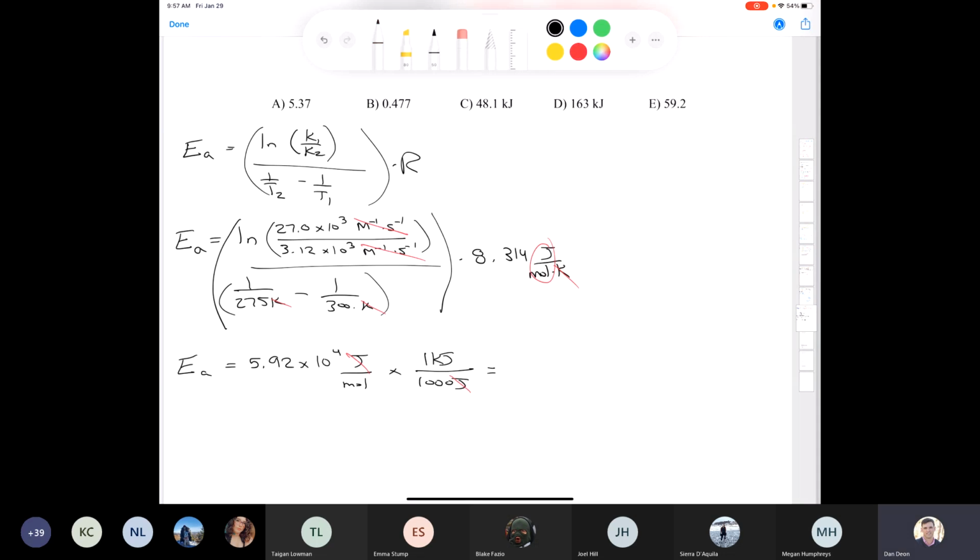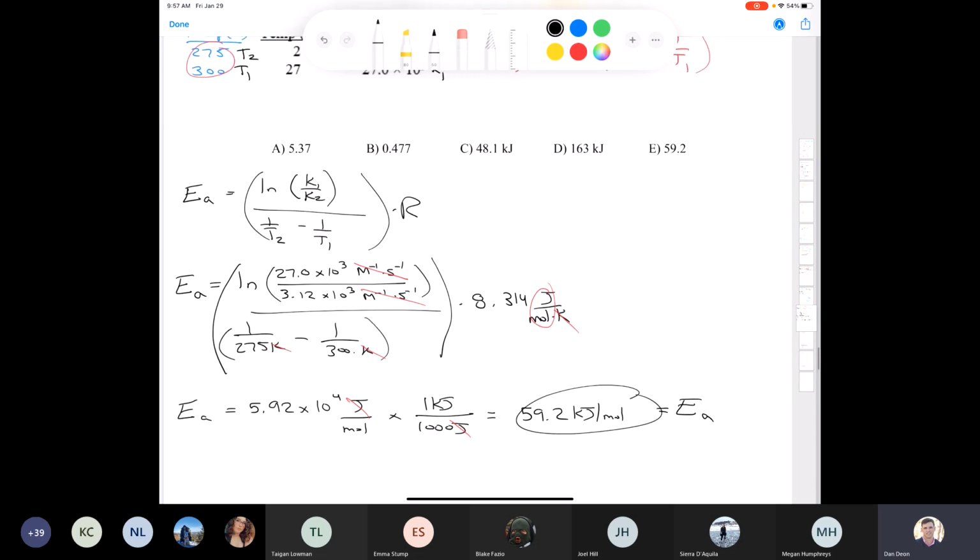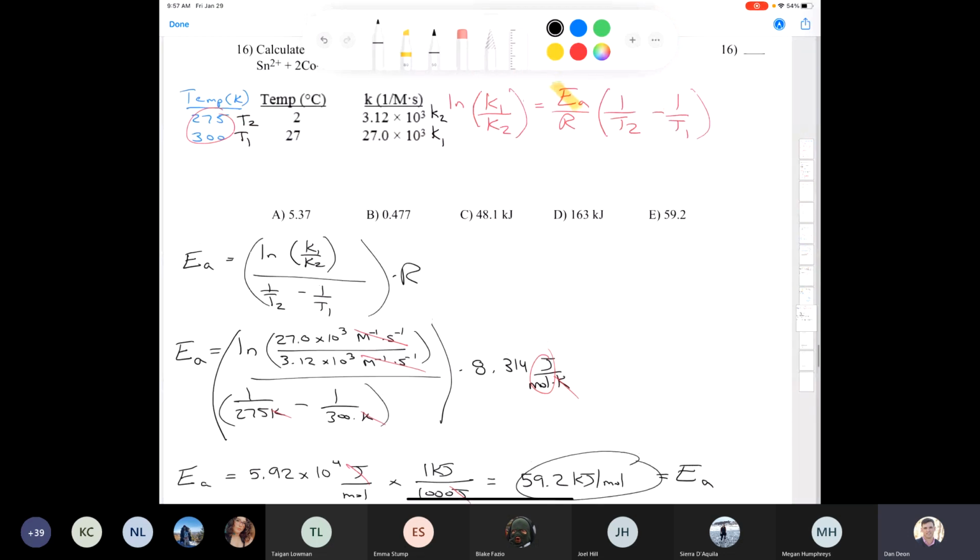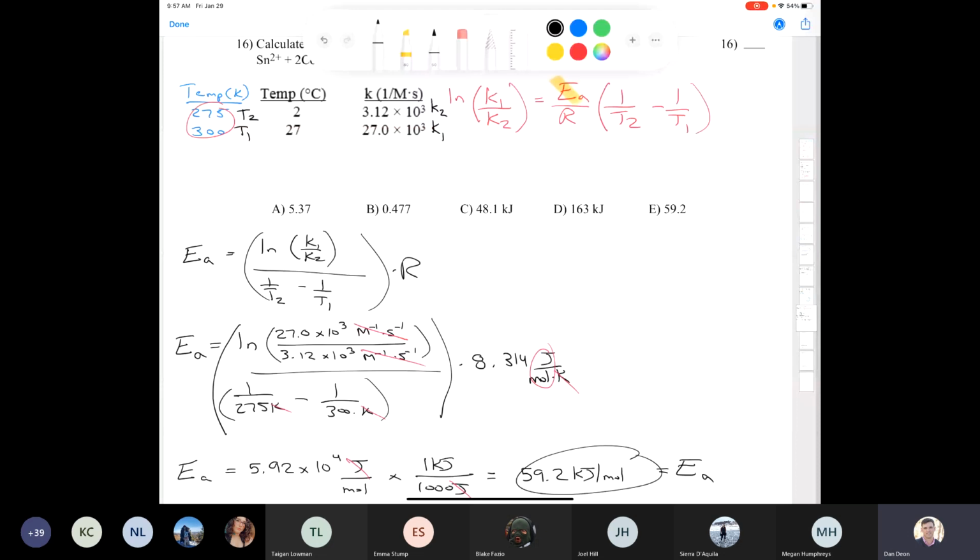Okay, like that. And we end up with 59.2 kilojoules per mole, like that, being equal to our activation energy. All right, give me a thumbs up if you feel like you could do that one. Give me 2 rate constants, 2 temperatures. All I'd have to use is the Arrhenius equation to solve for an activation energy. It's really just plugging in some numbers and knowing which formula to use.